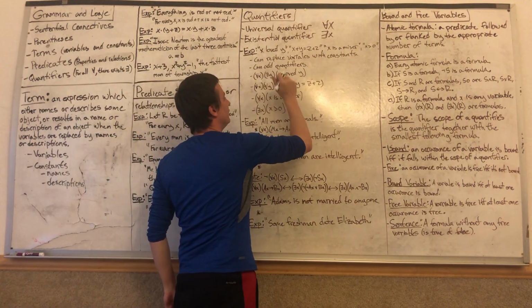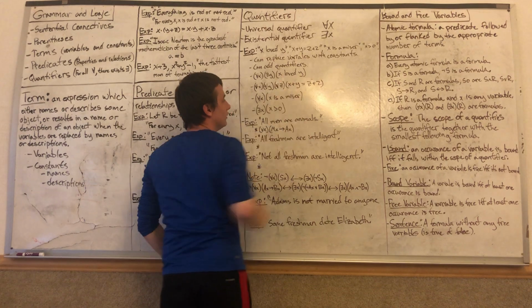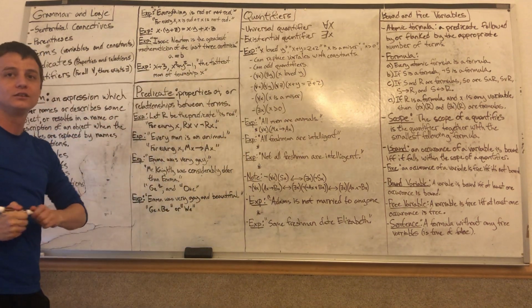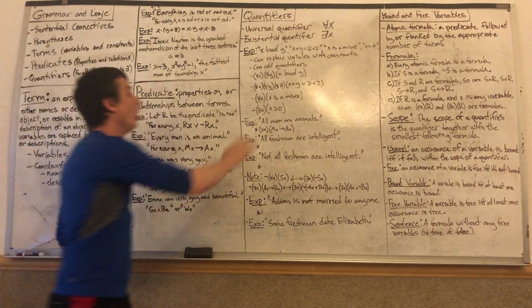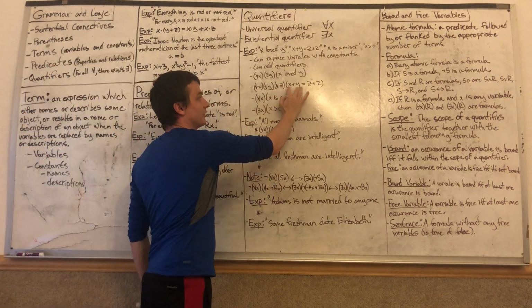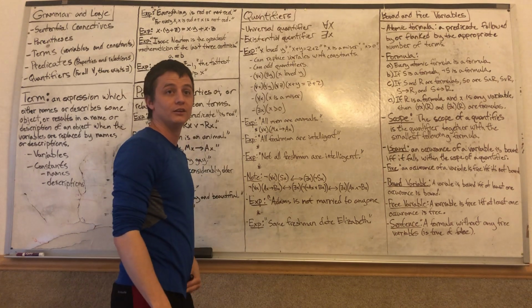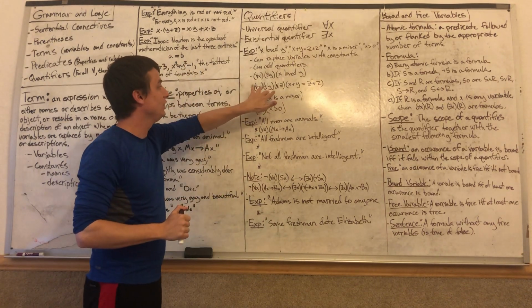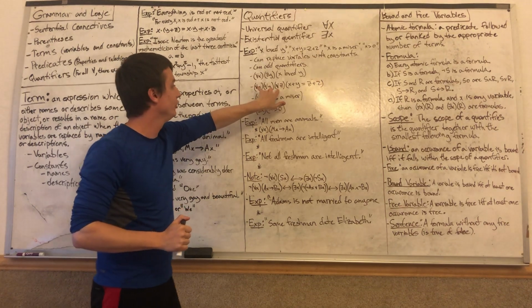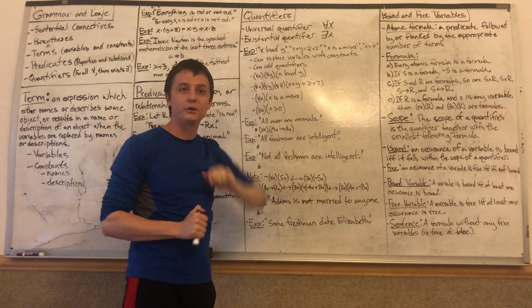Okay, what about this one? That is not true. No, this one's definitely not true. For all x, y, and z, x plus y equals z plus 2. For any three numbers you pick, is it true that the sum of the first two equals the third plus 2?